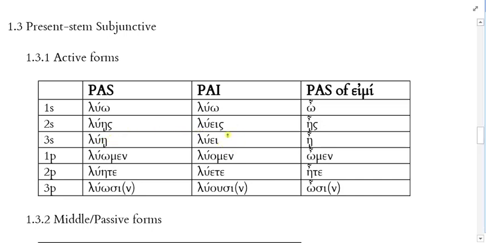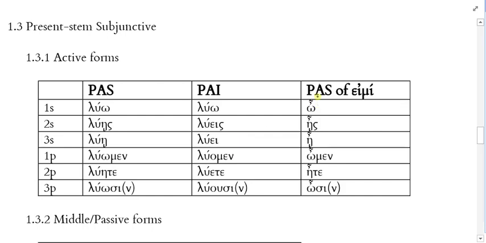Now, you can compare those to the present active indicative forms. So subjunctive versus indicative on the left and right column. Where do we have ambiguity? Only in the first singular. You may not be able to tell the difference. And then you're going to have to pay attention to more than just the form. You're going to have to look at your context, okay?